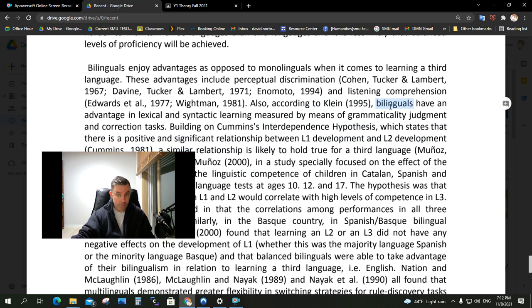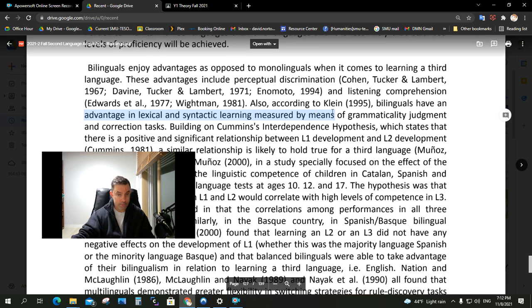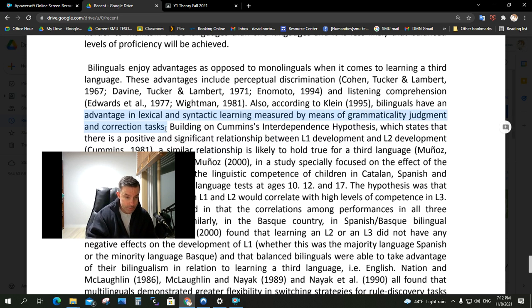And in Klein 1995, bilinguals have an advantage in lexical and syntactic learning measures by means of grammaticality judgment and correction tasks. I wanted to break this down for you too. Lexical and syntactic learning. That refers to lexis, so vocabulary, collocations, synonyms, antonyms, basically words. And syntactic learning, remember, syntax is like sentence level grammar. Syntax is things like word order and the structure of a sentence, right?